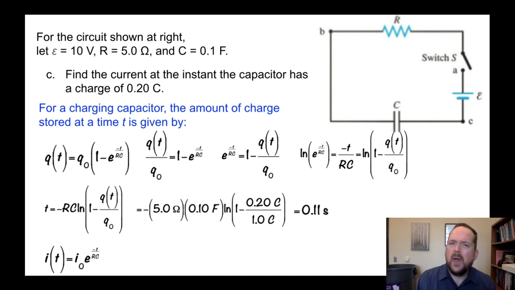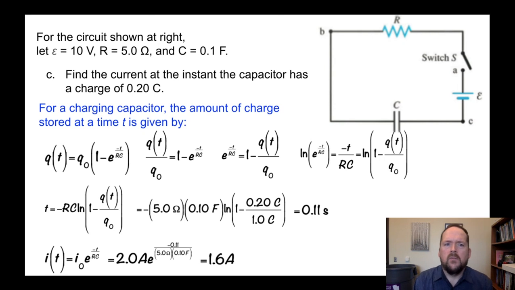And then we can take that into the model that tells us the current at any time. The current at any time is the maximum current, which again was the beginning current, times e to the minus t over RC. The maximum current, again, recall from solving A, was 2 amps. And then I plug in my 0.11 seconds, my 5 ohms, my 0.1 farads, and I find that the amount of current was 1.6 amps at the moment when the capacitor was 20% charged.